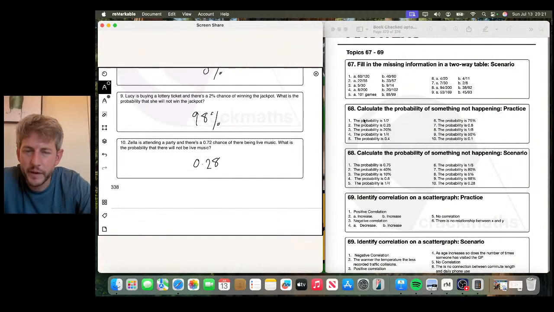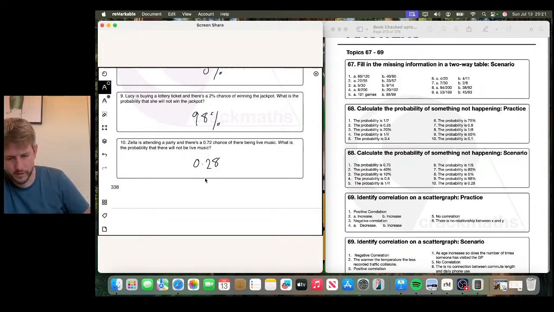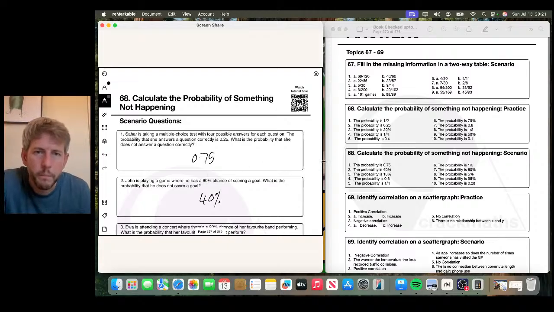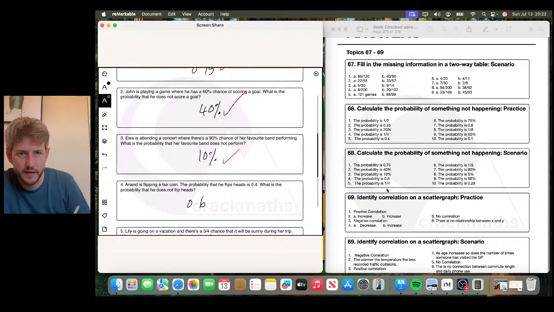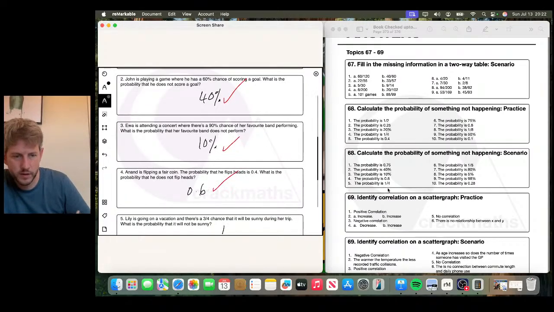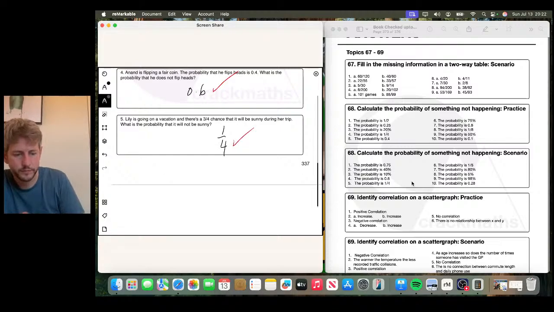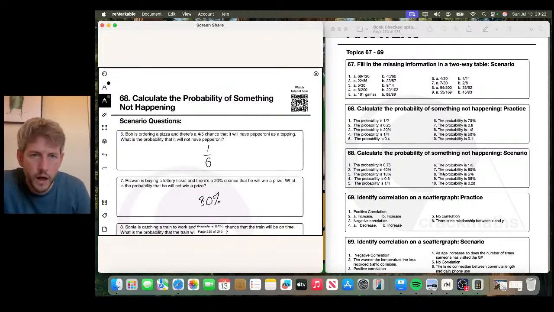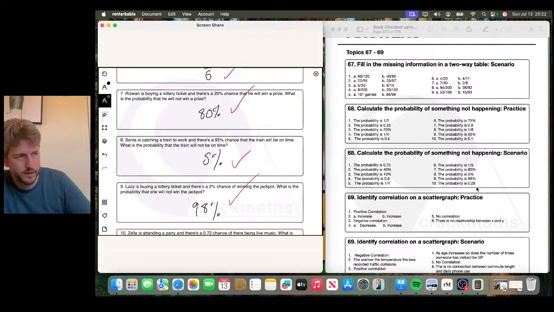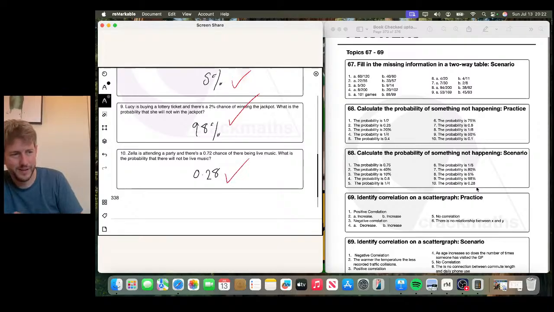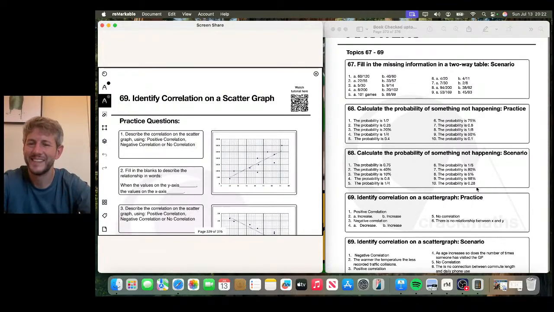Okay, right, let's get these marked. Right, here we go. Right, so we have got 0.75, 40%, 10%, 0.6, 0.6, 1 out of 4, 1/5, 80%, 5%, 98%, and 0.28. Yay! Topic 69. Right, here we go.